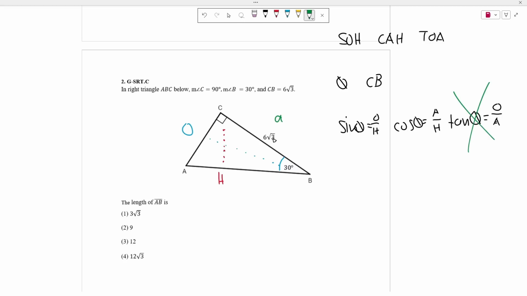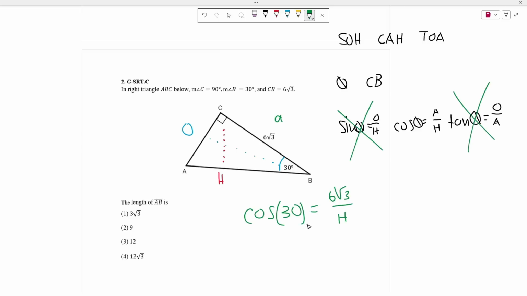Now, I'm given the adjacent side, and I'm not given the opposite side. I need at least one side to solve for this, so I'm not going to use sine either because I don't have my opposite. So now I can use cosine. I'm going to find that the cosine of 30 is equal to the adjacent side, which is 6 radical 3, divided by my hypotenuse h.